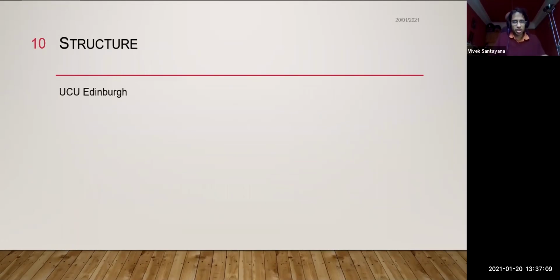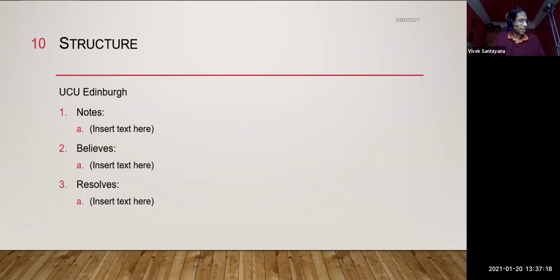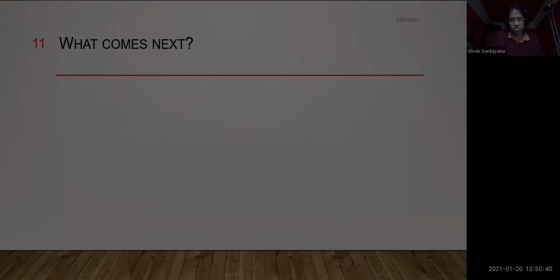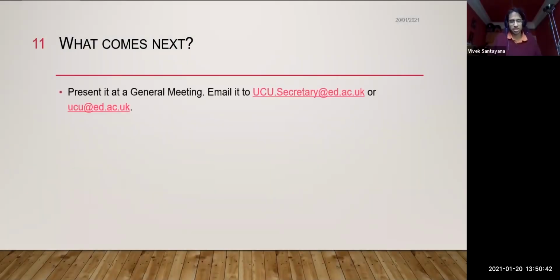But the structure of the motion, coming back to our earlier skeleton, is UCU Edinburgh notes something, believes something, and resolves something else. That is what comes next. Like I said, email it to Peter. Peter prefers the motions to be in early so we can send it to our branch membership at least 5 working days before a general meeting. And that's to make it more democratic, to allow people to speak at the meeting if they want to object to it. Ambushing people with a motion at the last minute isn't really particularly fair or democratic.